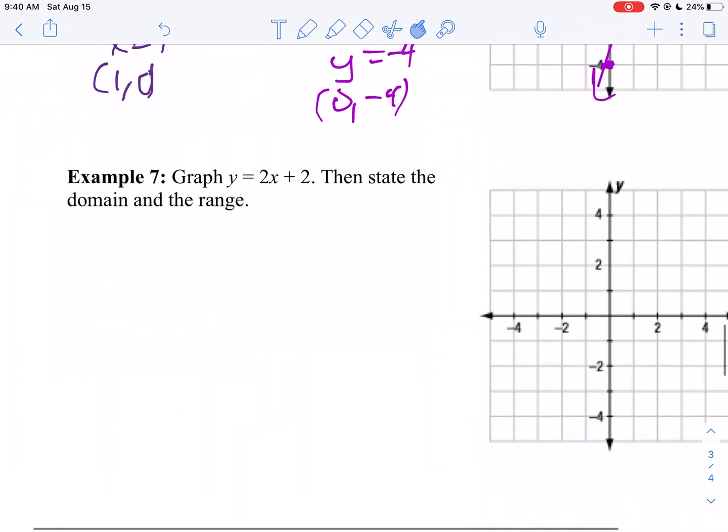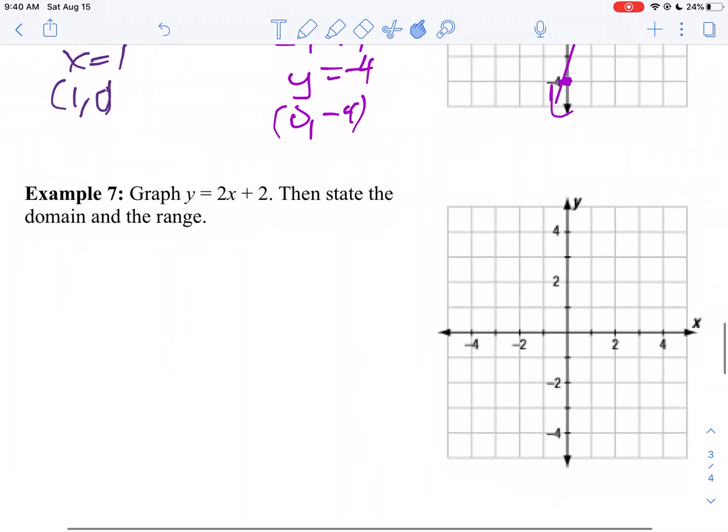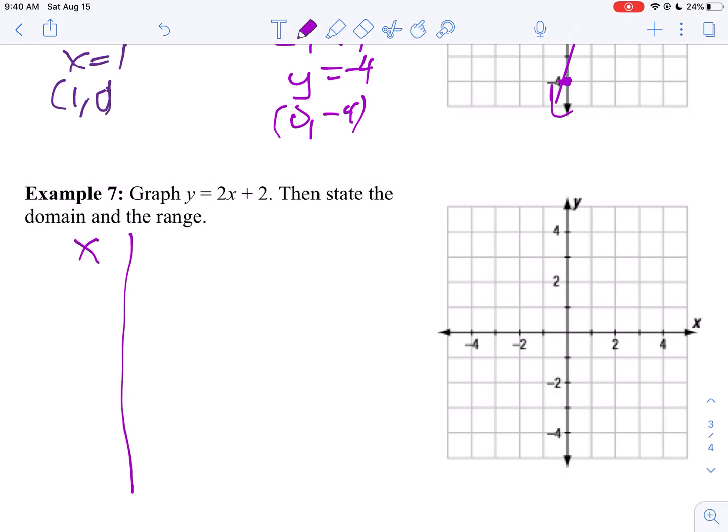Now in example 7, I'm going to do the same thing, except I think in example 7, I'm not going to use my intercepts. You can do it a whole bunch of different ways, but just so we can see what's going on here, I want to make a table. You can always make a table to graph anything.